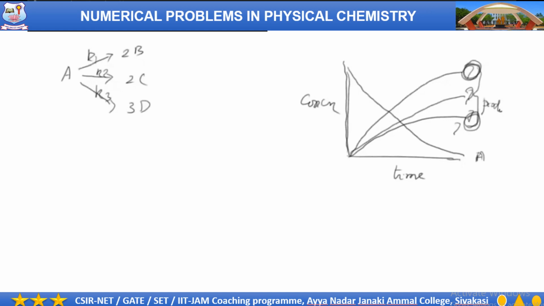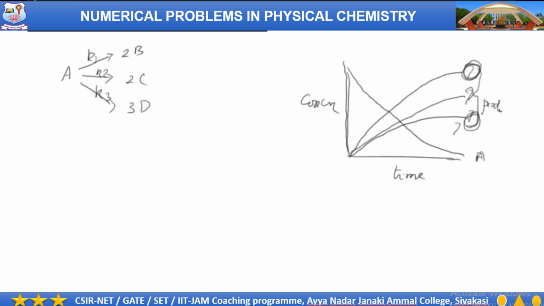The upper curve is due to which product? D, sir. D. Next one? C. Next? B. C. Next? B. D. If you understand the concept, you can get the answer very easily. Now we can go to another type of problems, another in the same parallel reaction.